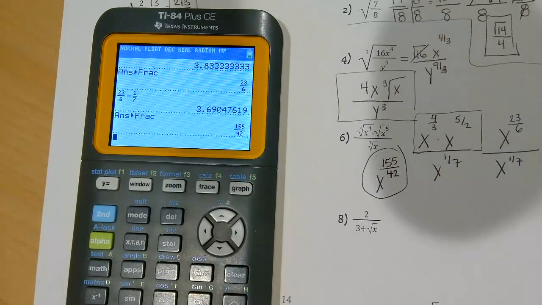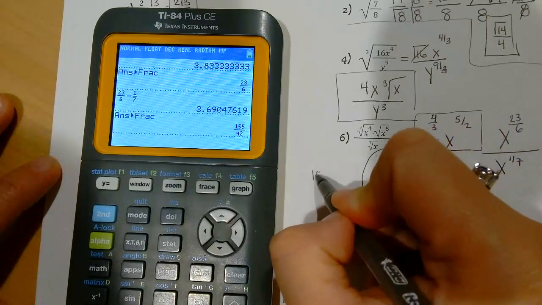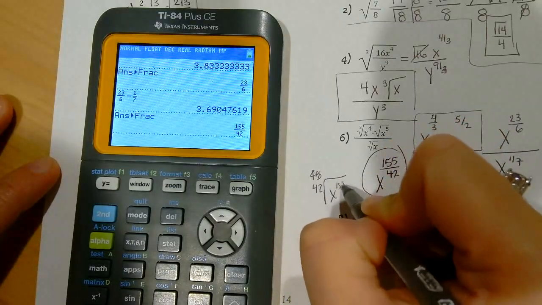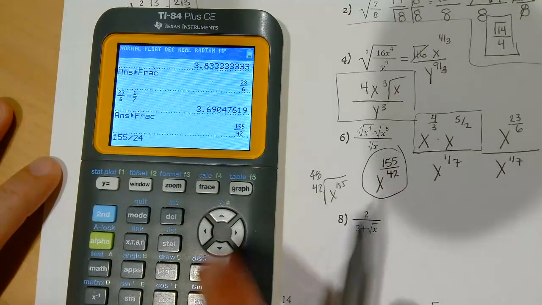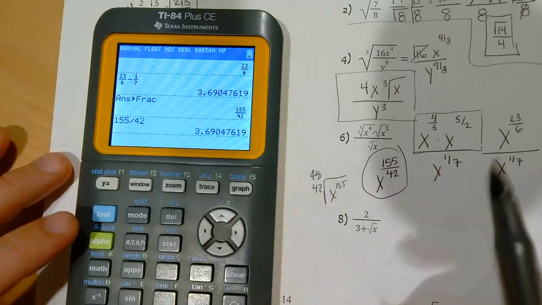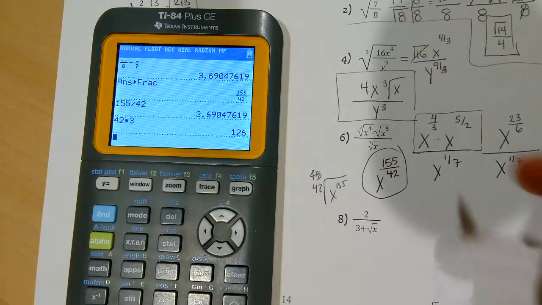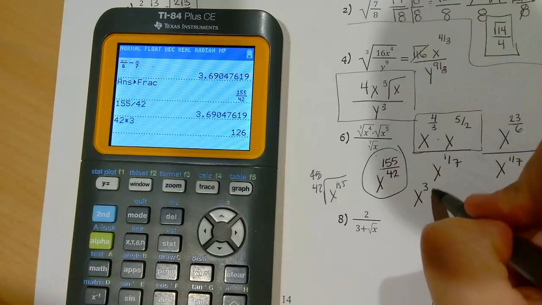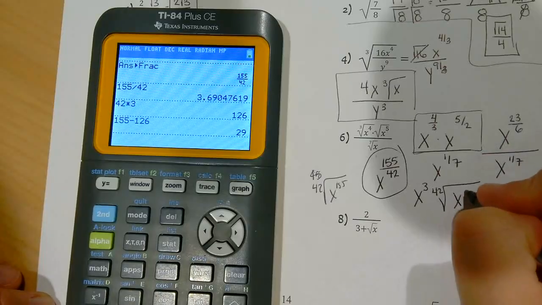All right, now let's say we wanted to simplify that. So remember, this is the 42nd root of x to the 155th. So 42 goes into 155 3 times. So 42 times 3 is 126. So I can take out an x cubed. And I'm left with 155 minus 126, x to the 29th.